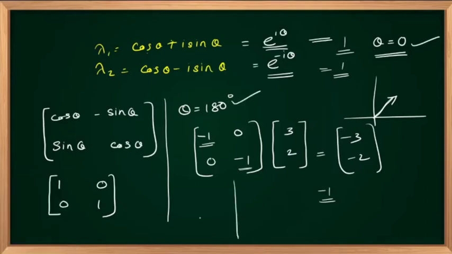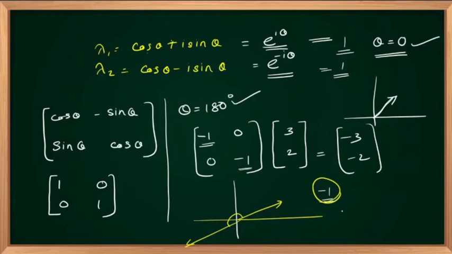When theta equals 0, the resultant vector will lie on the same vector. When theta equals 180 degrees, the resultant vector lies on the same line, but it gets reflected. That reflection is indicated by the negative sign. Still, we cannot say it is not an eigenvector, because they are lying on the same line. So it is an eigenvector with eigenvalue minus 1.